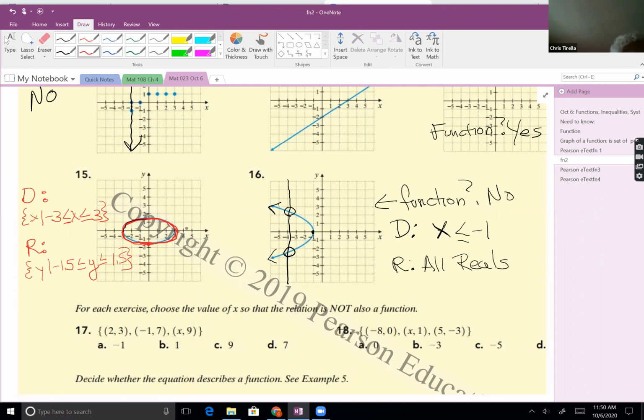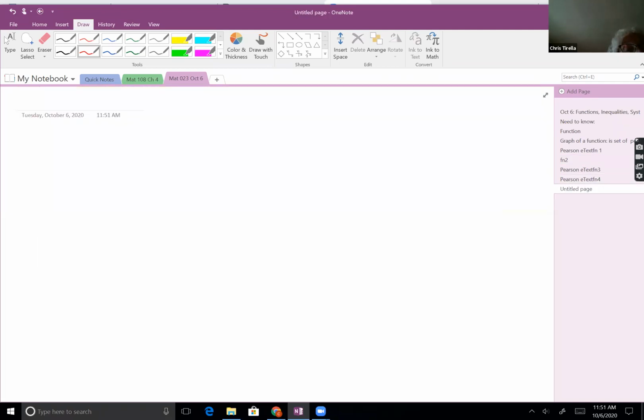Looking at a graph, is everybody okay with seeing whether it is a function or not, what the domain is and what the range is? If so, I'm going to look then at that idea of function notation.